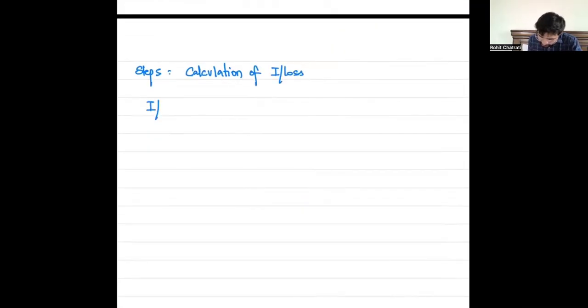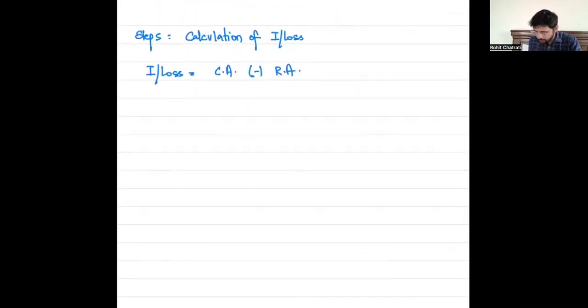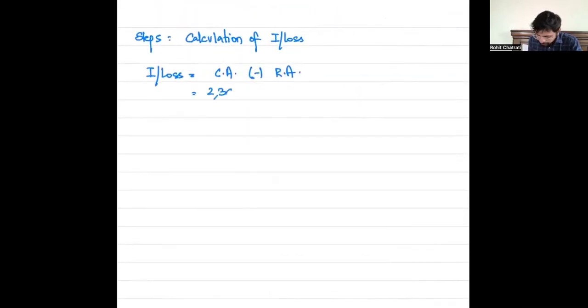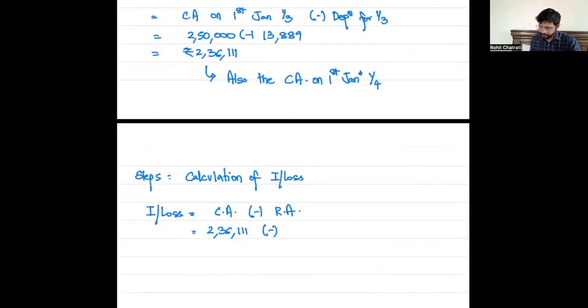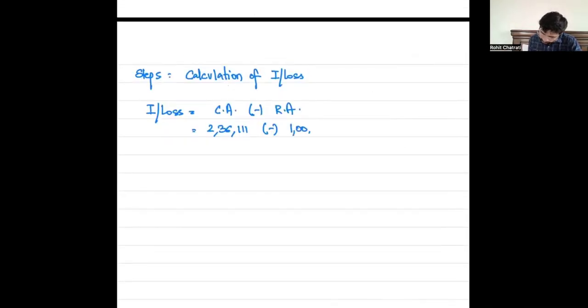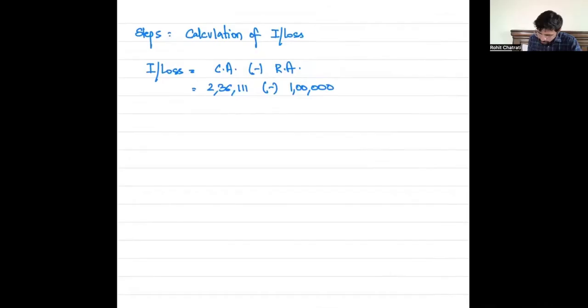Impairment loss is going to be calculated as carrying amount less recoverable amount. Carrying amount is equal to 2,36,111 less recoverable amount is equal to 1 lakh rupees, and therefore impairment loss is equal to 1,36,111. All right, you have an impairment loss of rupees 1,36,111.